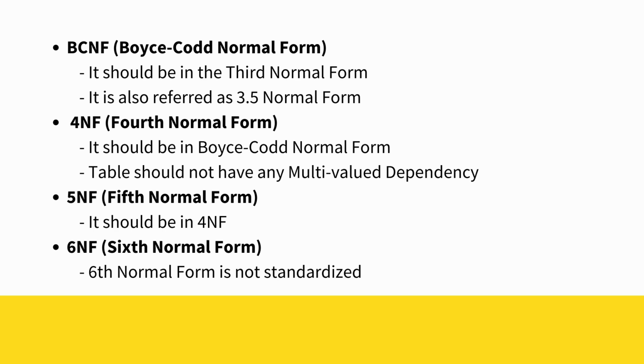BCNF, Boyce-Codd normal form. Even when a database is in third normal form, there can still be anomalies if it has more than one candidate key. Sometimes BCNF is also referred to as 3.5 normal form. Fourth normal form rules: if no database table instance contains two or more independent and multi-valued data describing the relevant entity, then it is in fourth normal form.